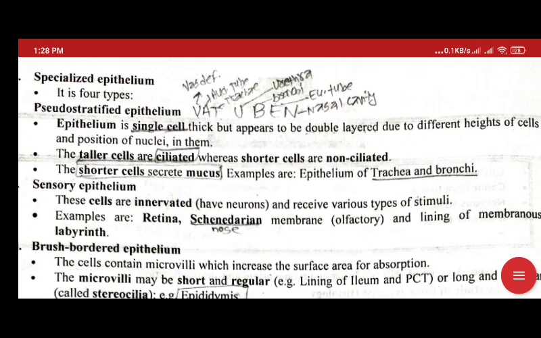In pseudo-stratified epithelium, we should remember this example: VAT, U, BEM. V for vas deferens. A for auditory tube. T for trachea. U for urethra. B for bronchi. E for Eustachian tube. And M for nasal cavity.